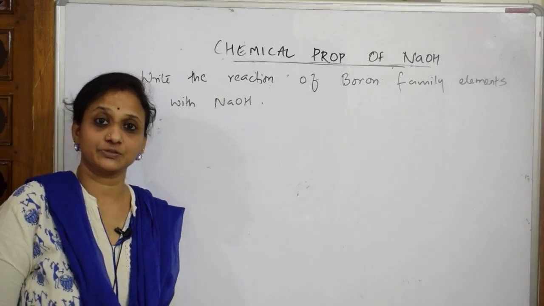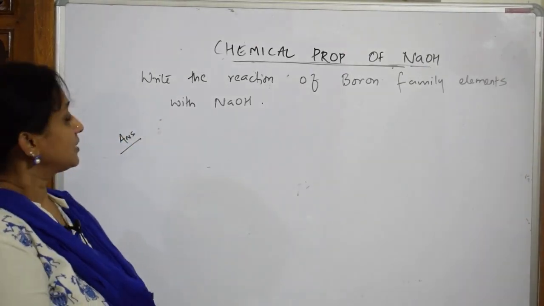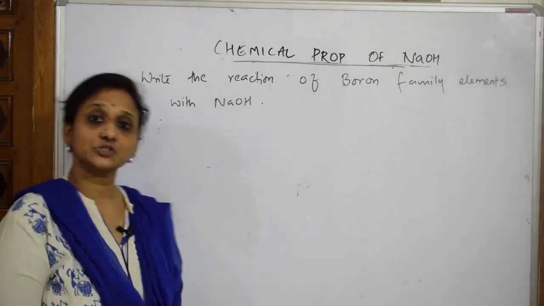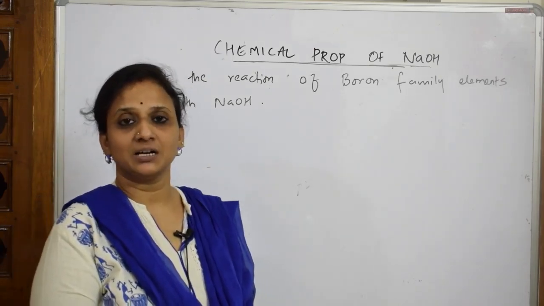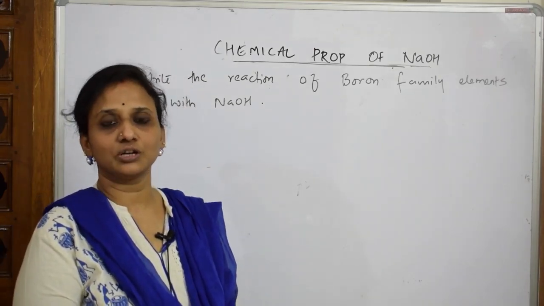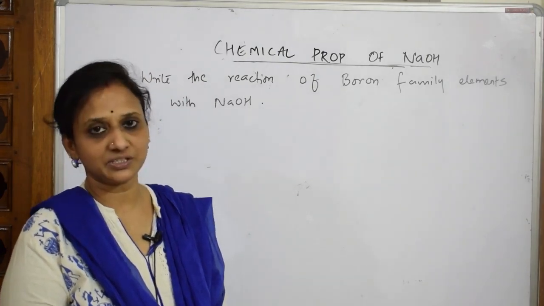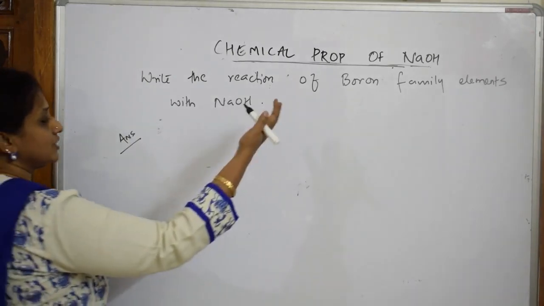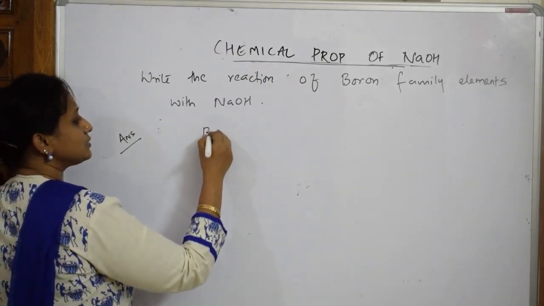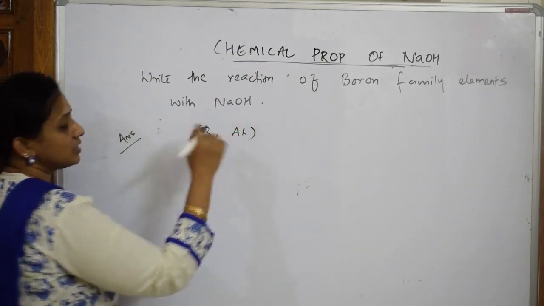Right, now let's see this question. What does this question state? Write the reaction of boron family elements with sodium hydroxide. Okay, right. So what is the boron family? Boron, aluminium, gallium, indium, thallium, isn't it? So they're asking us only to speak about the first 2 elements. That means they want us to show the reaction of both boron and aluminium.